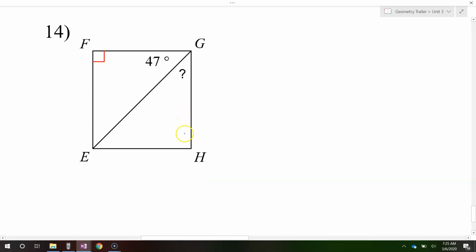Okay, this one is going to be extra easy because I see a right angle here, and that right angle automatically means that all of the angles have to be right angles because this is a parallelogram. So that means we have a right angle over here, we have a right angle over here, and a right angle over here. So of course that means that these two have to add up to 90.